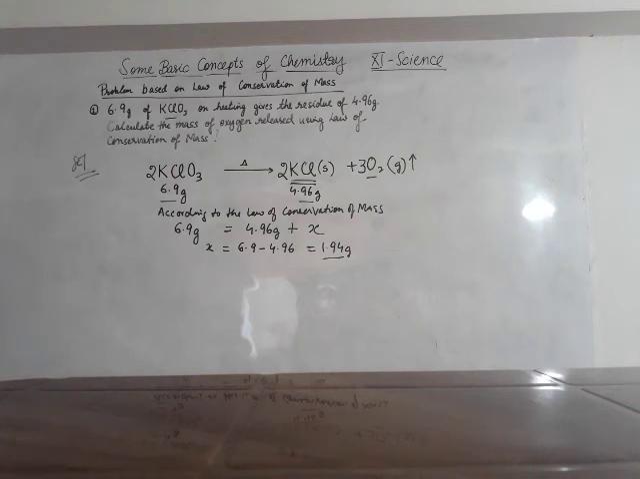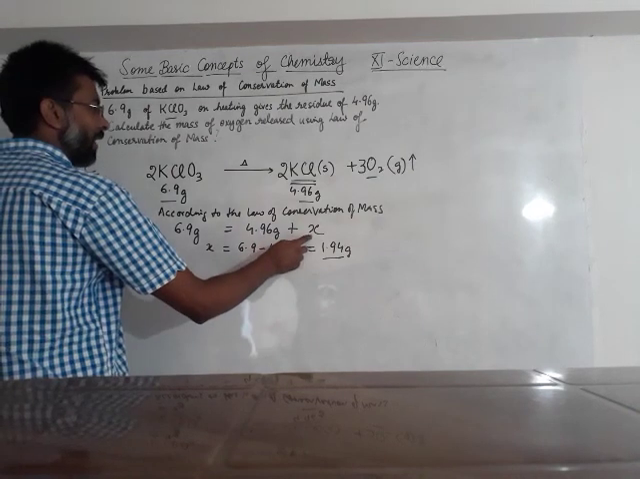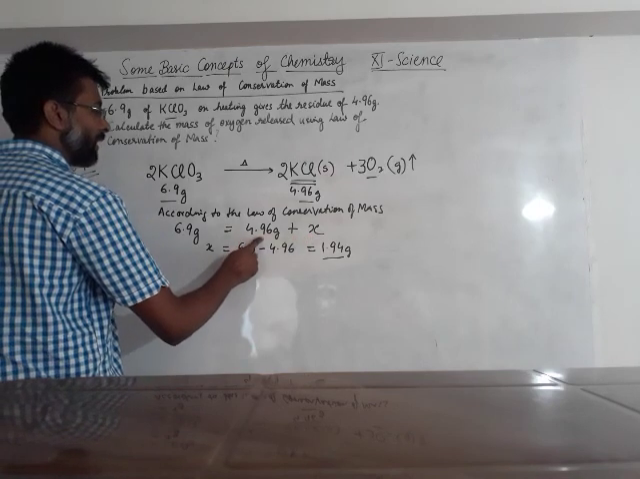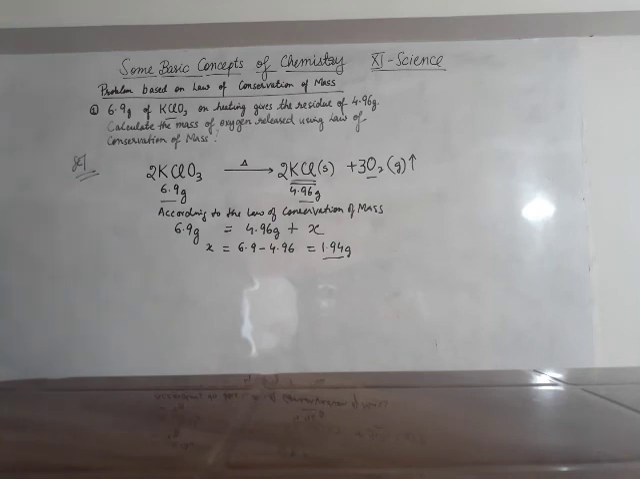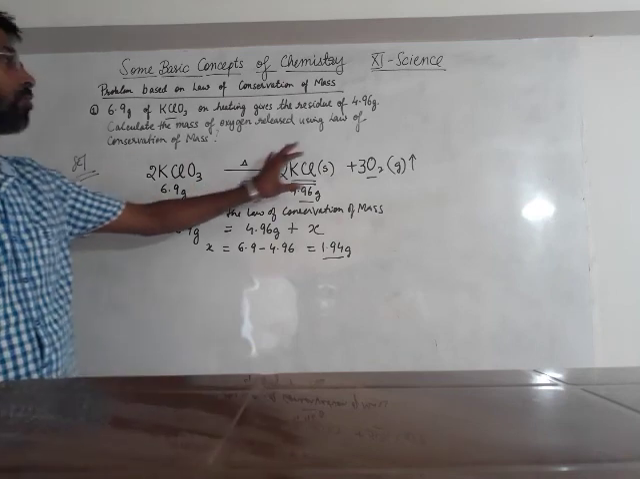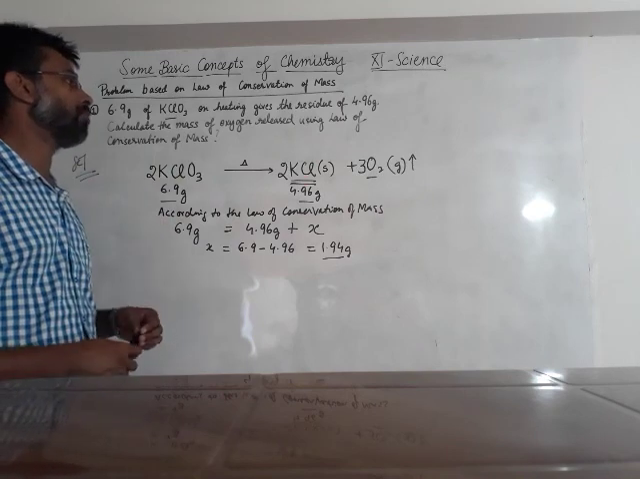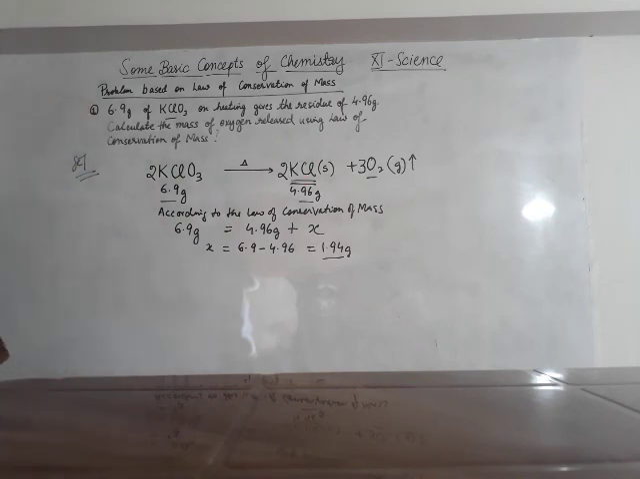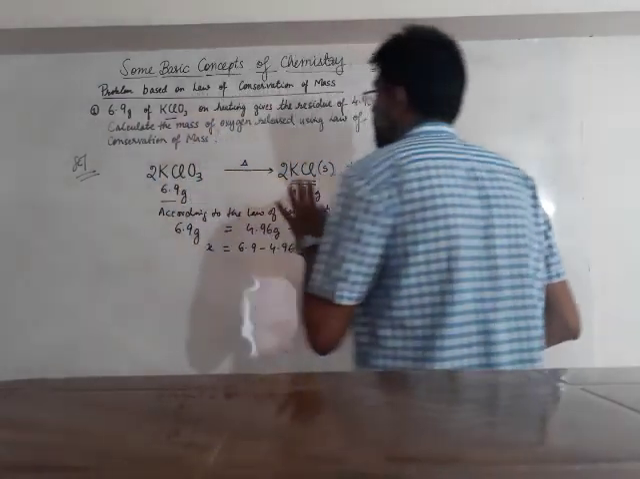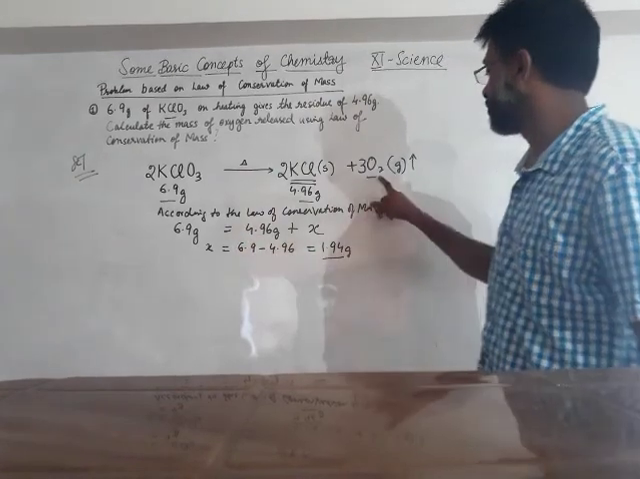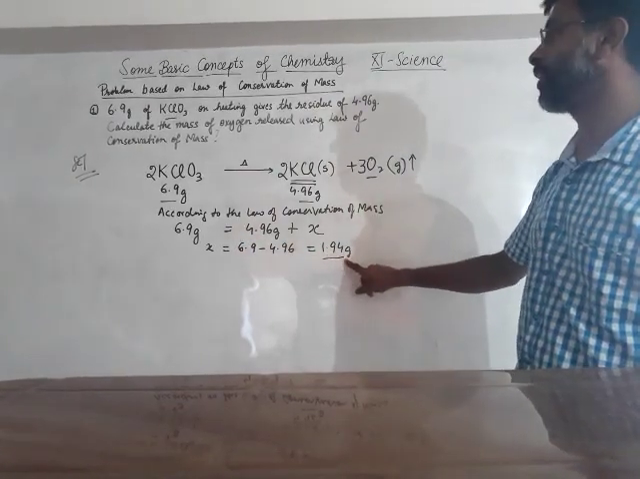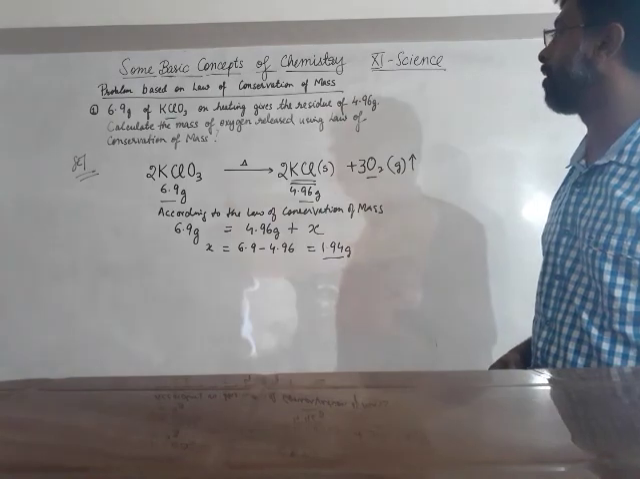Now since the value of X is 1.94 gram, if you add 4.96 plus 1.94, it will come to how much? It will come to 6.9 gram. So the total mass of the reactant is equal to the total mass of the product. This is one way of doing the problem. Thus we can say that if the law of conservation of mass holds correct, then only the mass of oxygen is 1.94 gram. Okay, so we have done the first problem based on law of conservation of mass.